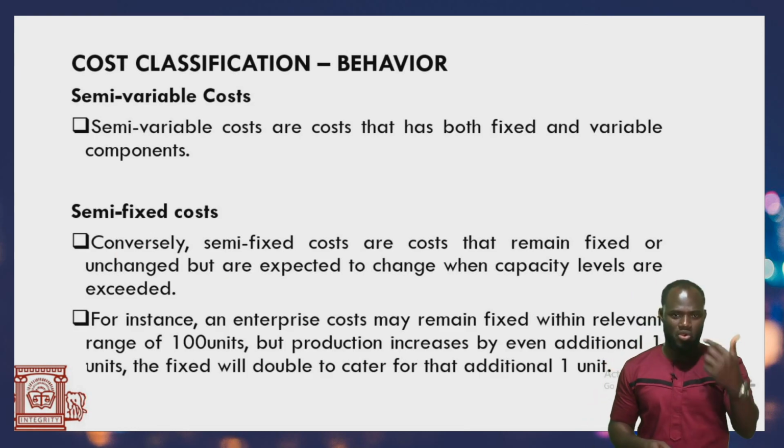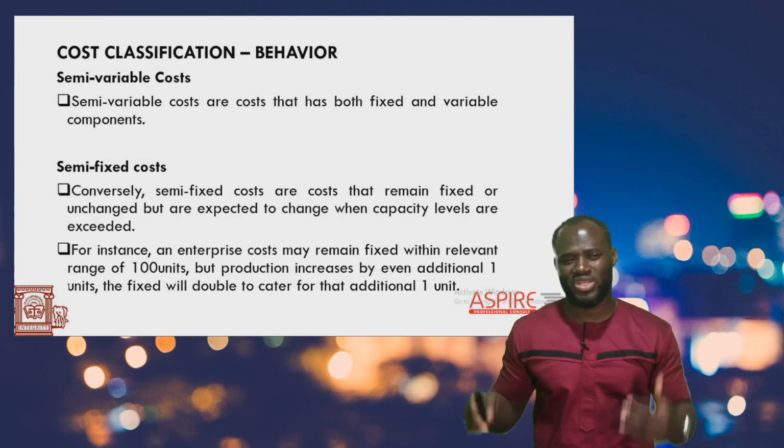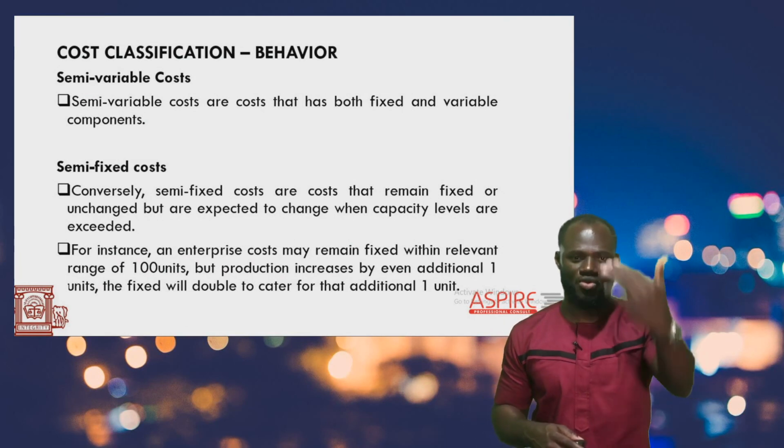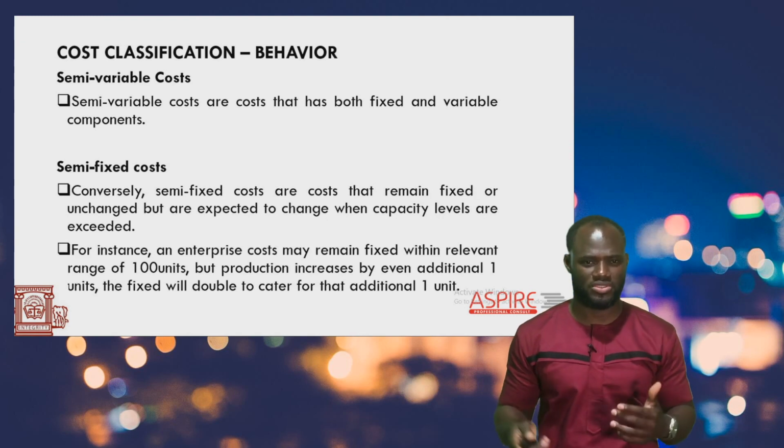Then you have semi-variable cost. Of course, when you add your fixed cost and your variable cost together, you refer to that as semi-variable cost. So semi-variable cost means the sum of your fixed cost and your variable cost.